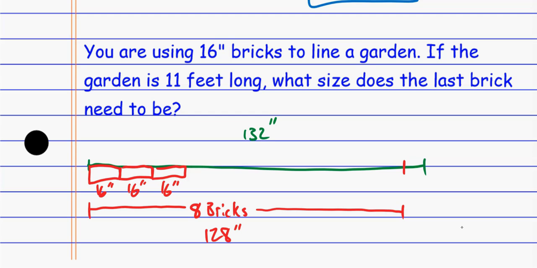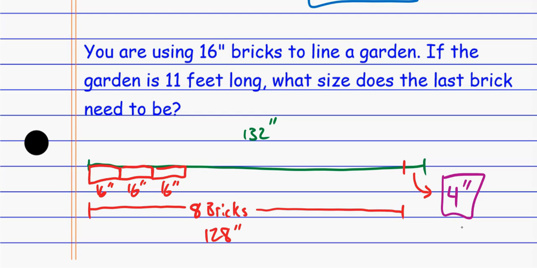Again, this is just segment addition. Each of the bricks represents a segment, and we're adding up a bunch of those 16-inch segments. And then the entire length of the garden represents a segment. The small piece that I'm missing also represents a segment, and that's what I'm looking for. So the small piece that I'm missing from 128 to 132, that's going to be 4 inches. So I need a 4-inch brick. I'm going to have to cut one of those last bricks down.